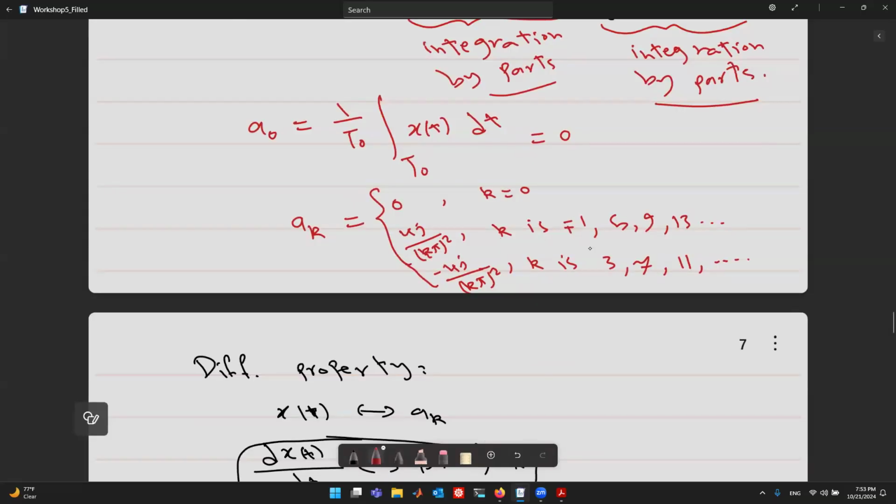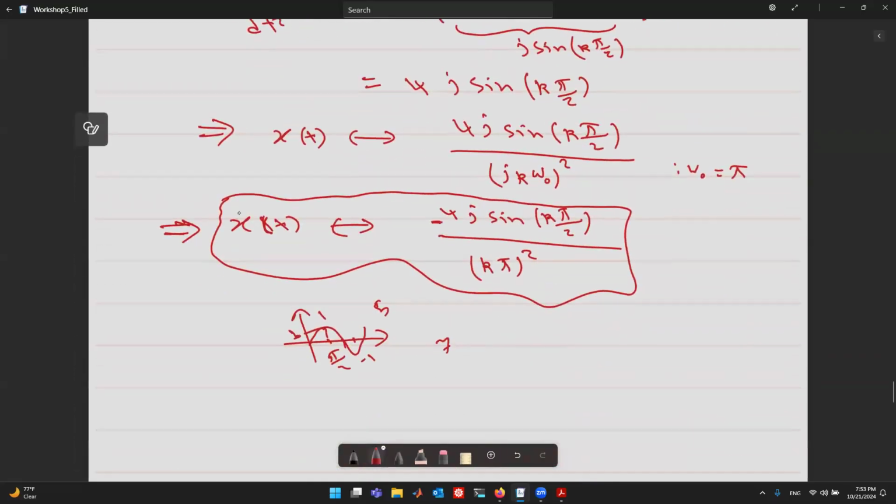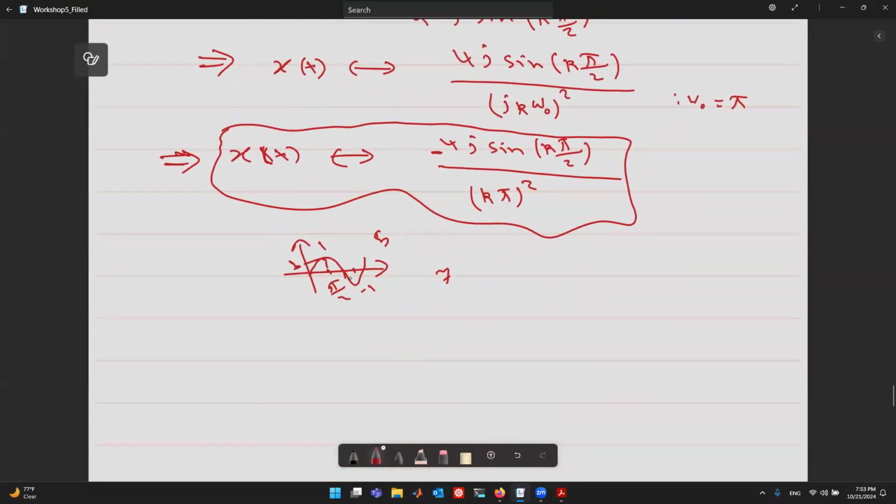For k equal to 1, 5, 9, and so on, we get a positive term in the sign. The sign will be +1. And when we have the rest of the odd numbers, we get a -1, and then the negative will cancel with this negative, and we get 4j divided by k pi squared.